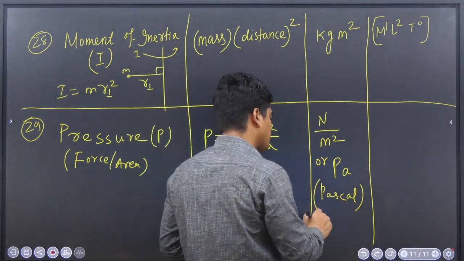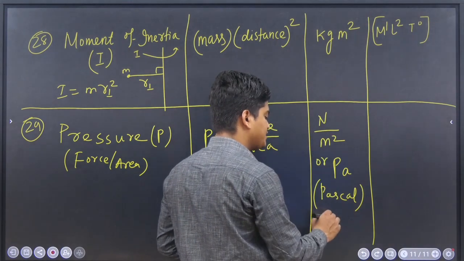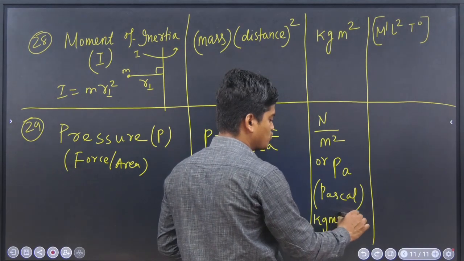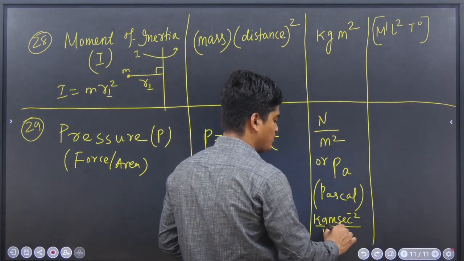And Newton by meter square is nothing but, Newton is nothing but kg meter second to the power minus 2, divided by meter to the power 2.